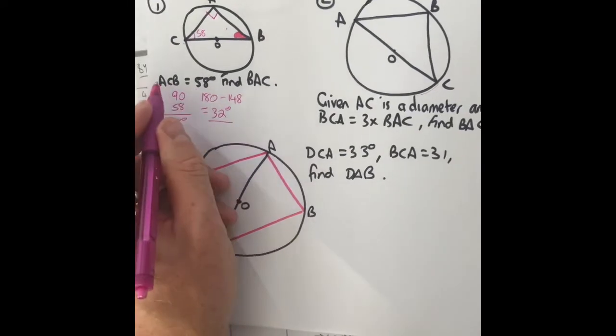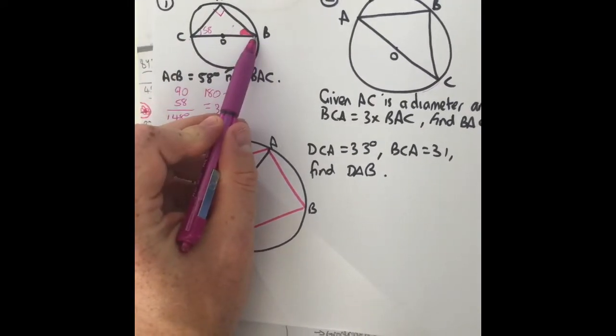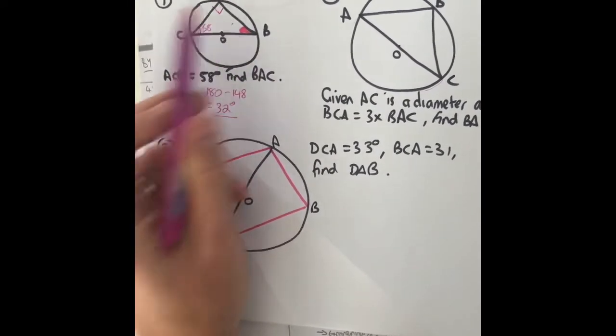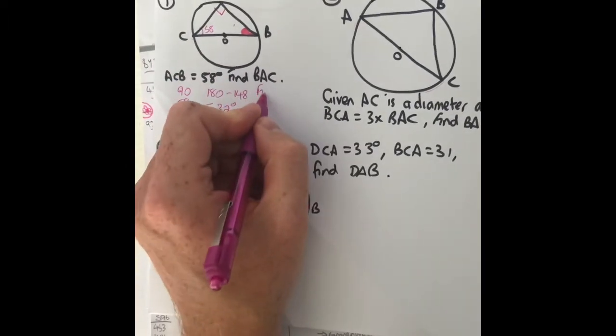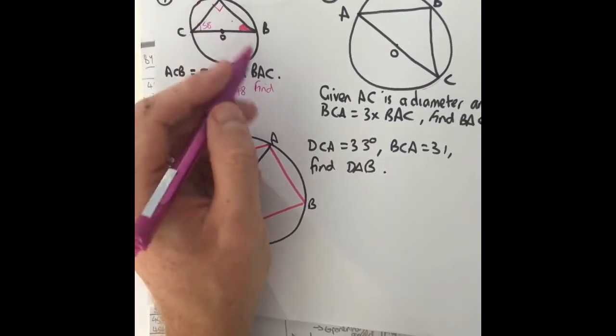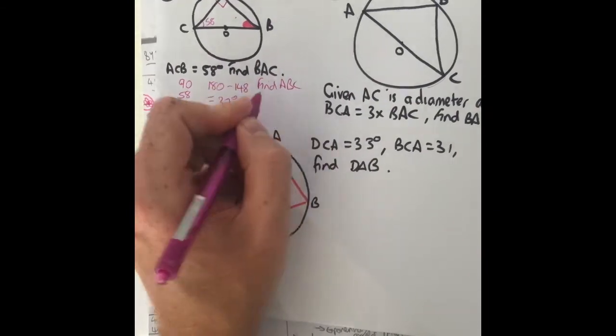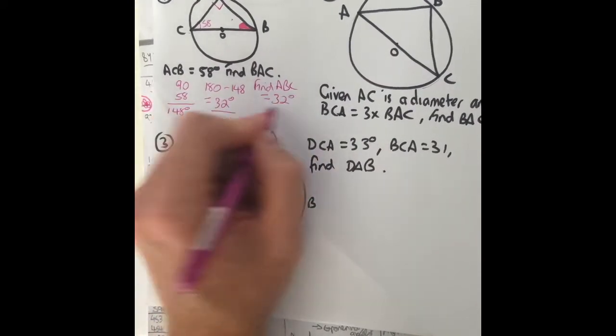So that means, well, in this one it says BAC, we've done that. We could also find ABC, which will be 32 degrees.